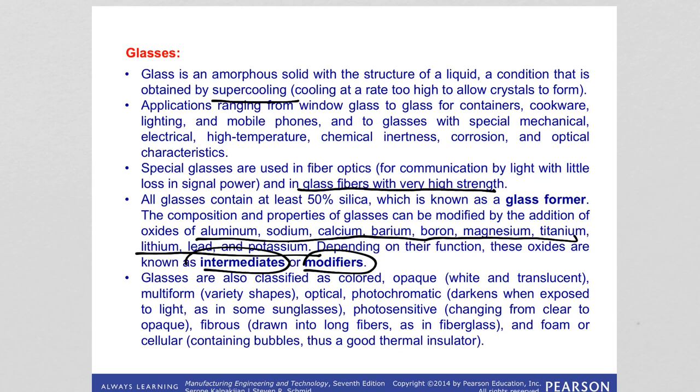So glasses can be colored, opaque, or can have a lot of other optical properties, such as being photochromic, which darkens when exposed to light, or photosensitive, changing from clear to opaque, and so on. Foam or cellular forms of glass are also possible.